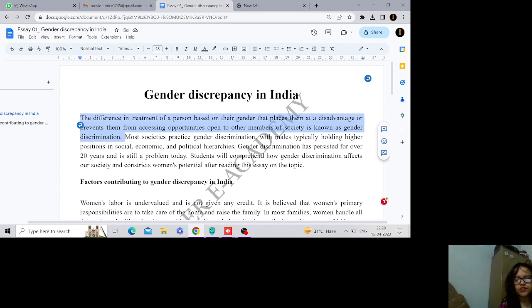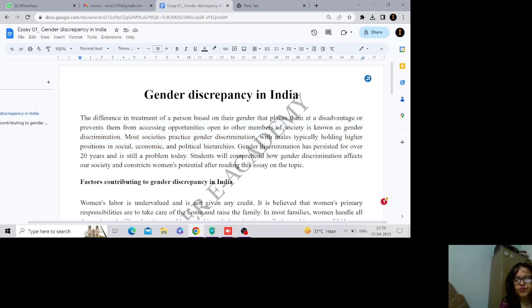Most societies practice gender discrimination, with males typically holding higher positions in social, economic, and political hierarchies. What we want to say here is that in a society where gender discrimination is followed, males hold higher positions in the political hierarchies and the economic and social strata. So here we tell what gender discrimination is, how it is followed, and what happens in a society that follows it. You can also write in your own words when you know what you want to convey. When you start this essay, you have to tell what gender discrimination is, and then what happens in a society that follows malpractices like gender discrimination.